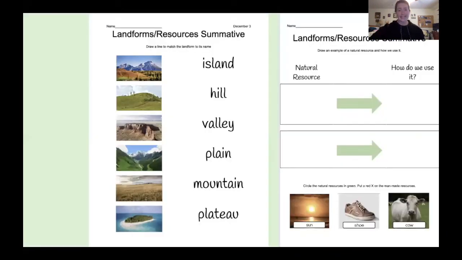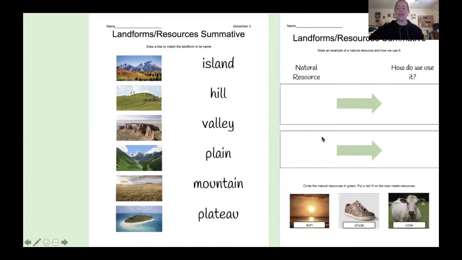Here is what your test is going to look like on Seesaw. On the first page, you have pictures of the different landforms. Your job is to choose a writing tool and draw a line from the word to the correct landform. Let's go ahead and look at one together. Raised land and it comes to a point. It's a mountain. So I would need to draw a line from the picture mountain down to the word mountain. You're going to have to do the rest on your own.